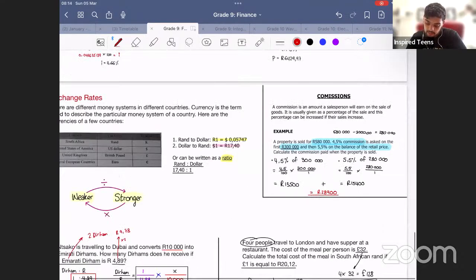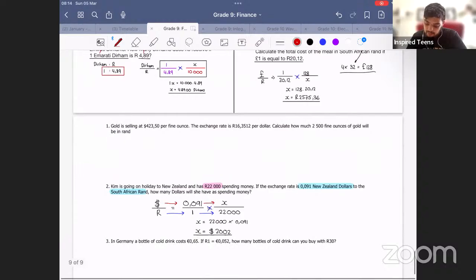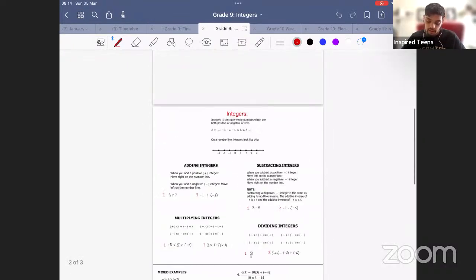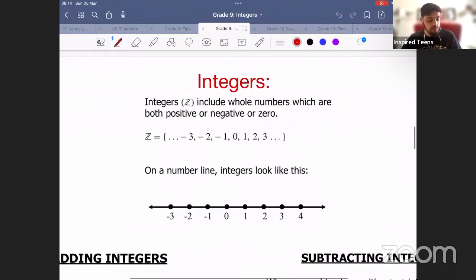Okay, cool. So that's it, right? That's finance done. Please do complete the rest of the examples. They're not too difficult, right? Let's have a look at integers. Okay, so integers is going to be more of a revision.